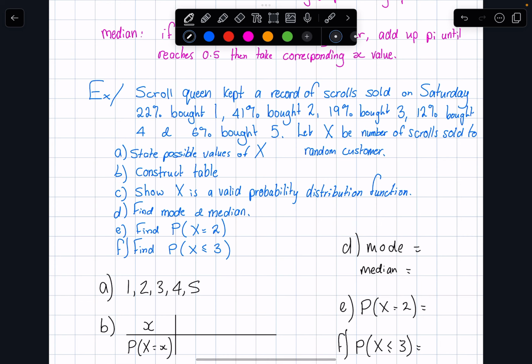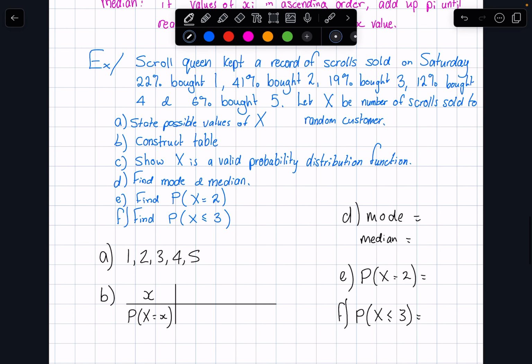Now it says construct a table. So we put our values in the top of the table, 1, 2, 3, 4, and 5. And we write the probabilities. Now we can't write decimals. So 0.22. Now 2, there's a 0.41, 0.19, 0.12, and then finally 0.06. All right, so nice easy table to construct there.